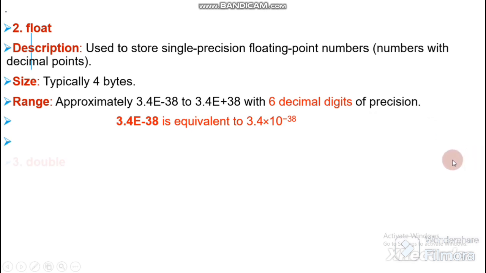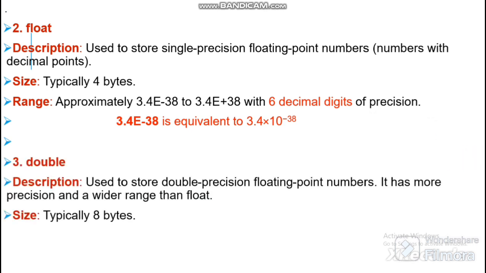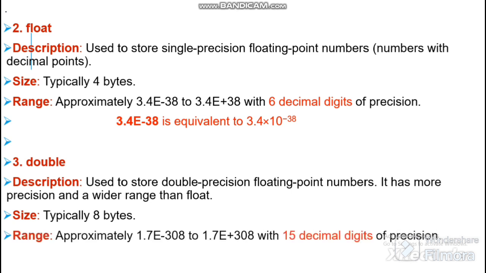Next, double. It is used to store double precision floating point numbers. It has more precision, up to 15 decimal digits of precision. Typically it stores 8 bytes. The range is approximately 1.7 e to the power of minus 308 to 1.7 e to the power of plus 308. 15 decimal digits of precision will be there here.